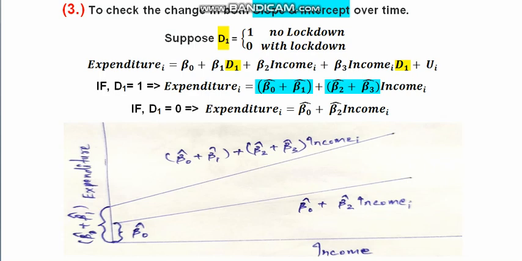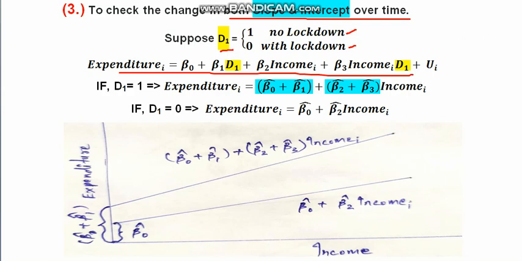Now the third use of the dummy variables, both for slope as well as intercept over time. Suppose we make use of the same attributes, the two different attributes. Suppose there are lockdown days and no lockdown days, and that is indicated by your dummy variable d1. We want to check whether your expenditure is being affected by the two different attributes or not, in terms of both slope as well as the intercept term.